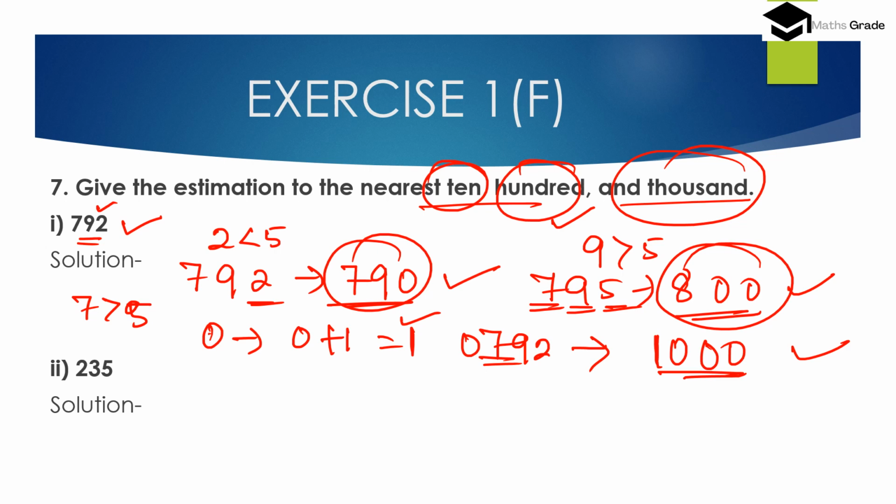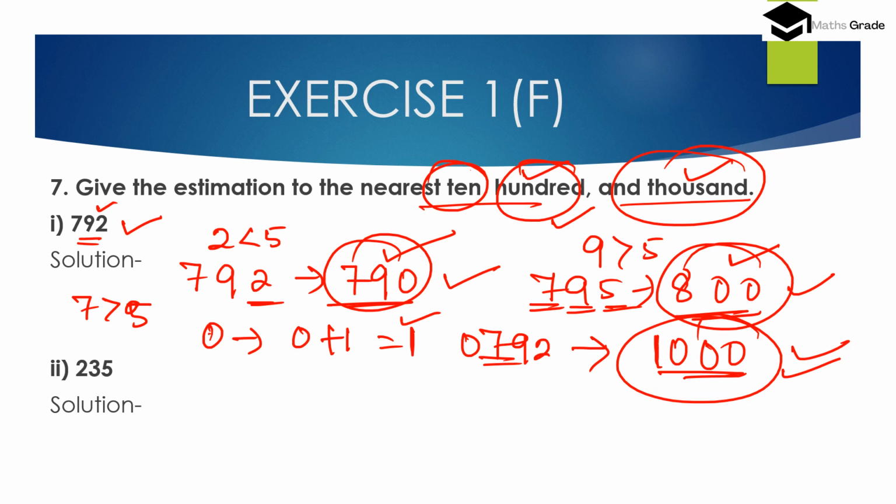So 792 rounded to the nearest 10 is 790. 792 rounded to the nearest 100 will be 800. Now 792 rounded to the nearest 1000 will be 1000.